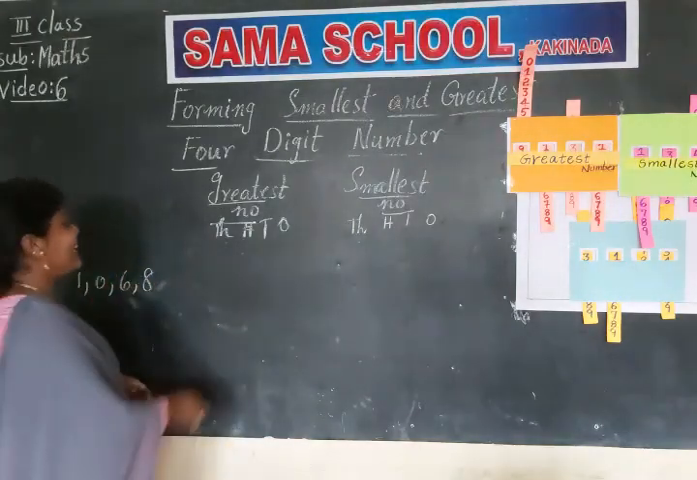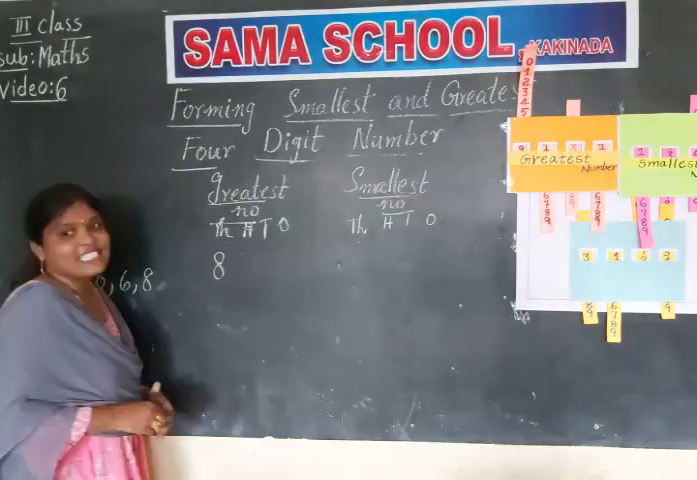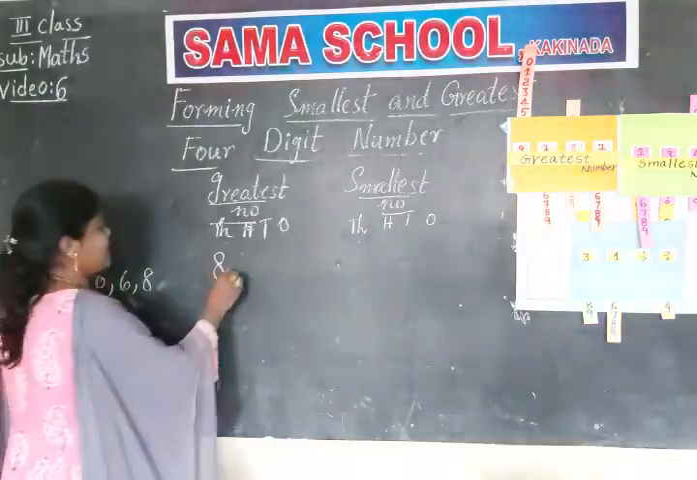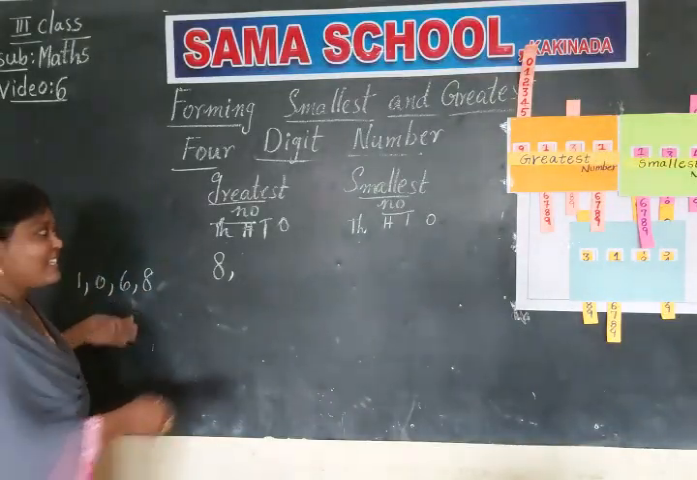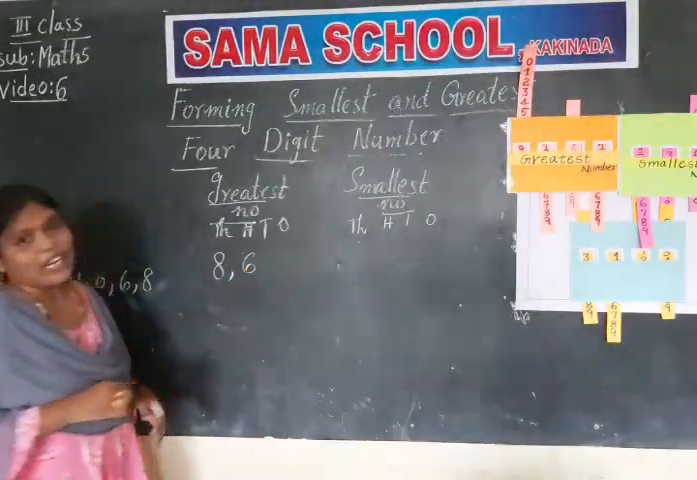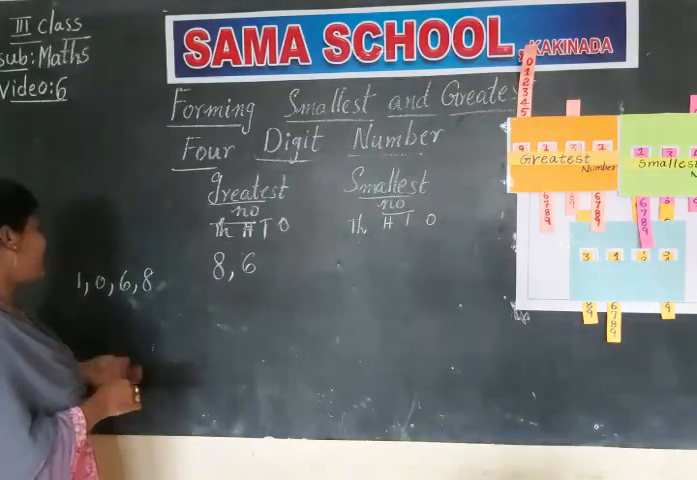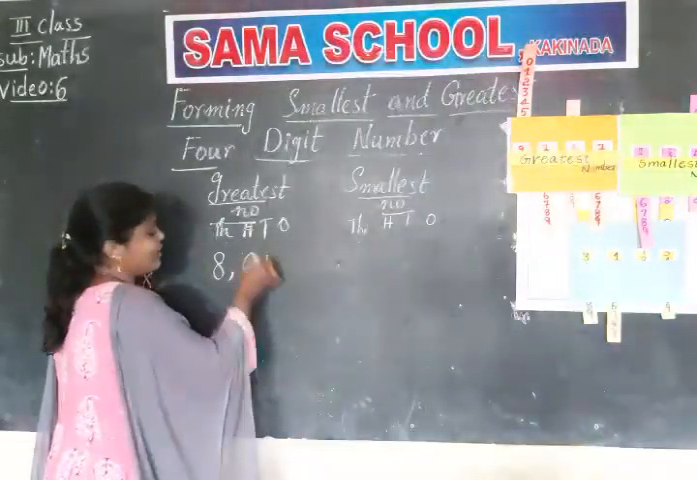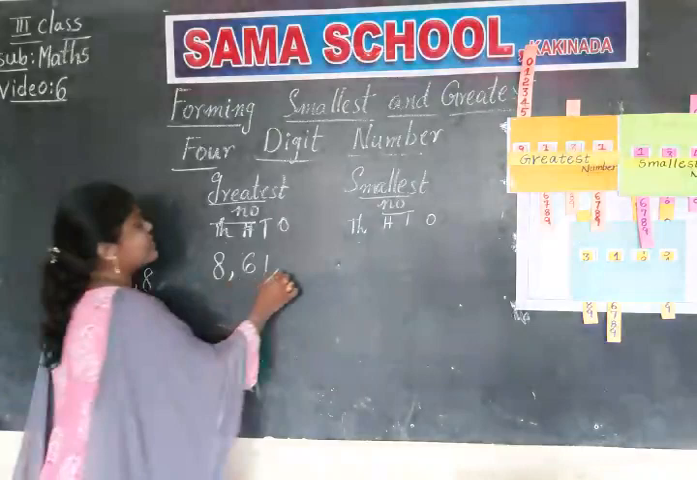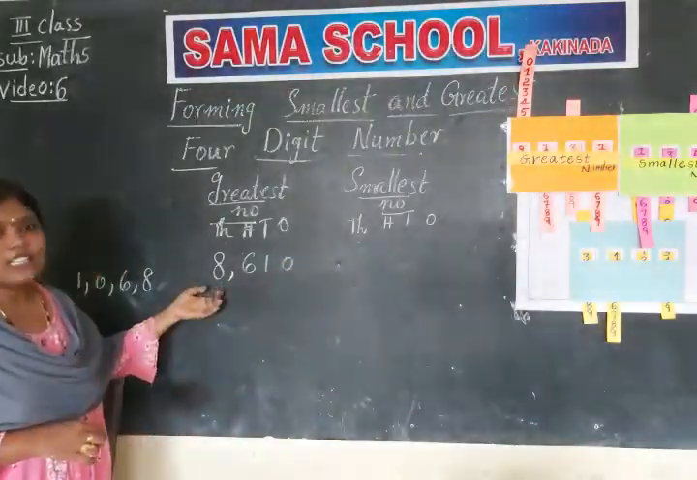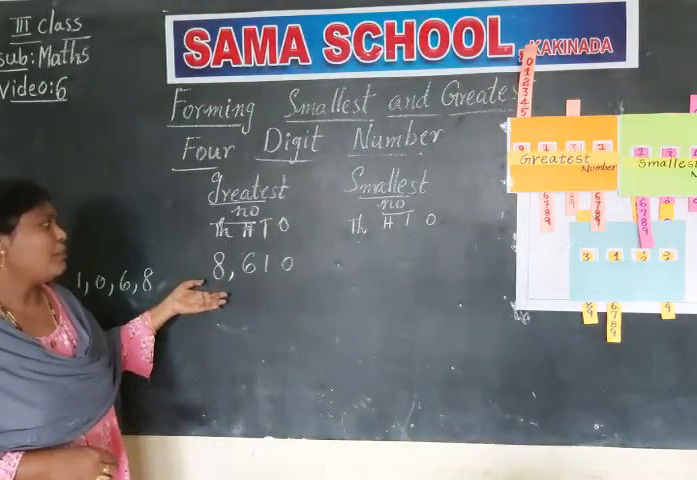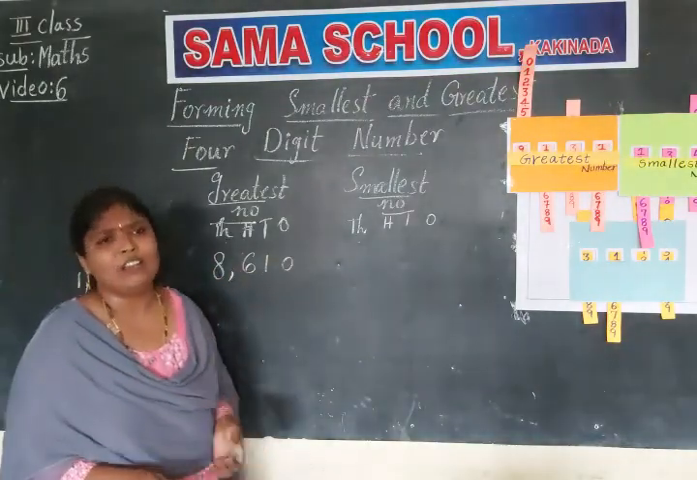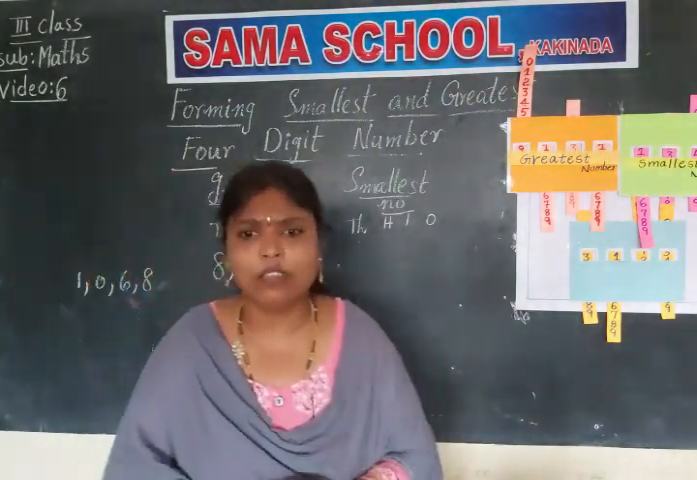Yes, it is 8. Write 8 in thousands place. And what is the next biggest? It is 6. So write 6 in hundreds place. The next is 1 and the last is 0. So what is the greatest number which is formed? 8610. Of course you are right, very good.